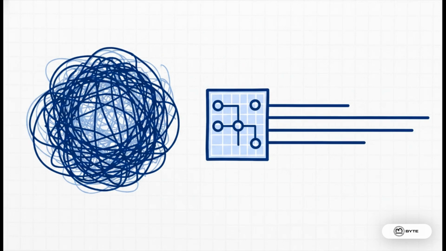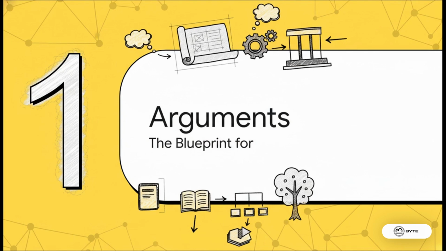Well, in this explainer, we're going to pull back the curtain on three very different blueprints. Think of them as powerful mental models that organize information, turning all that confusion into genuine understanding. So first up, let's take a look at the academic world. How do you take a massive, complex topic and build a clear, persuasive argument about it? It all starts with a blueprint.